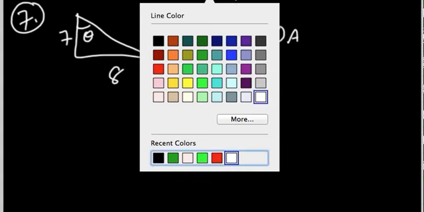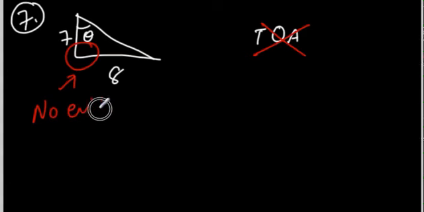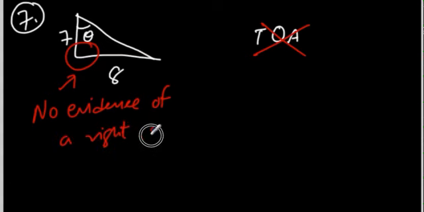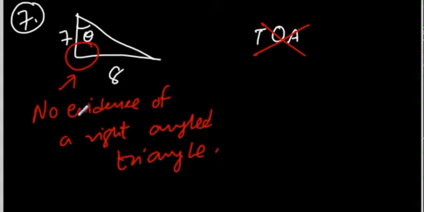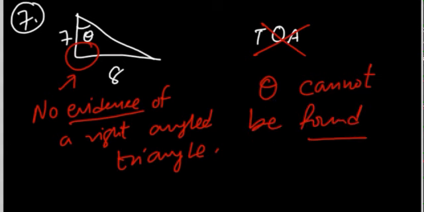But remember, this does not apply because we don't have a right angle triangle, right? There is nothing to indicate that's a right angle triangle. It looks like a right angle triangle, but there's no evidence. So no evidence of a right angled triangle. So since there's no evidence, we cannot find theta. So theta cannot be found.